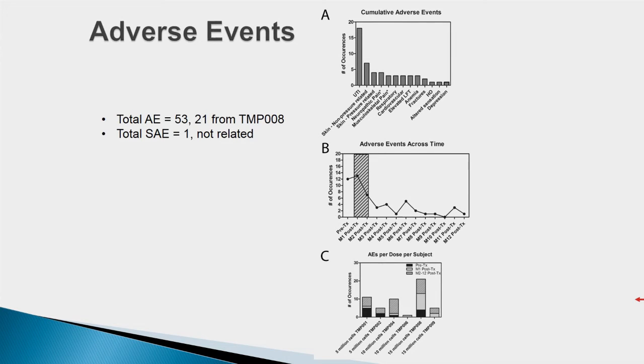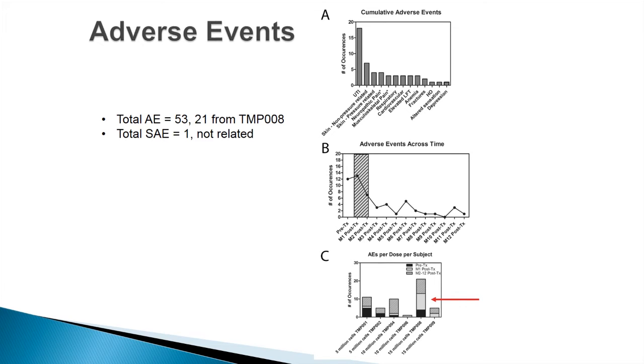So we had a total of 53 adverse events for all 6 subjects over the entire 12 months they were evaluated. You'll notice that 21 of those were for subject TMP-008, which was our 5th transplant. This is the individual that had a significant amount of trauma associated with his injury, and those adverse events were due to that trauma. There was one serious adverse event, and it was deemed to be not related to the Schwann cells. It was related to the spinal cord injury.